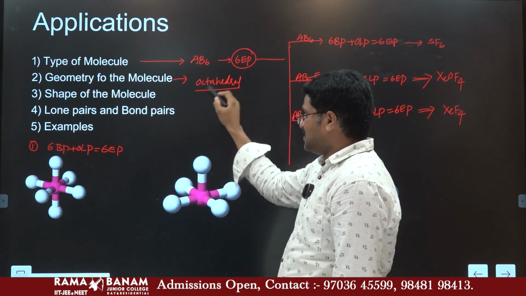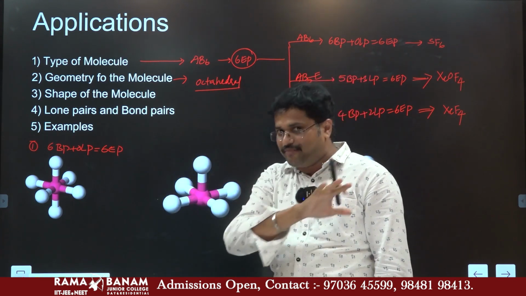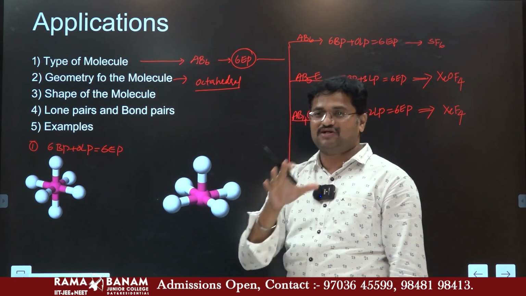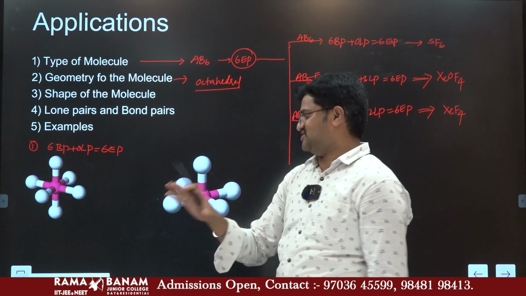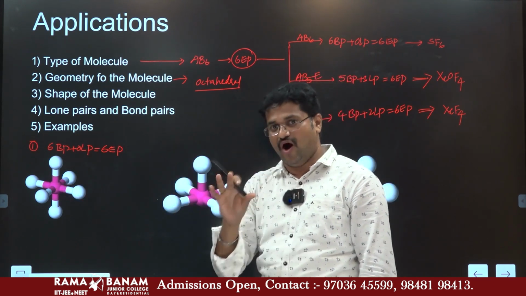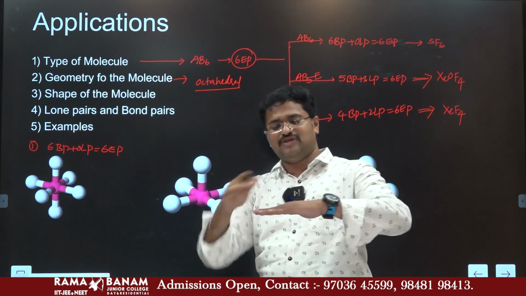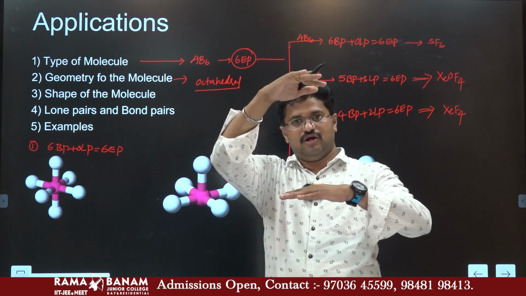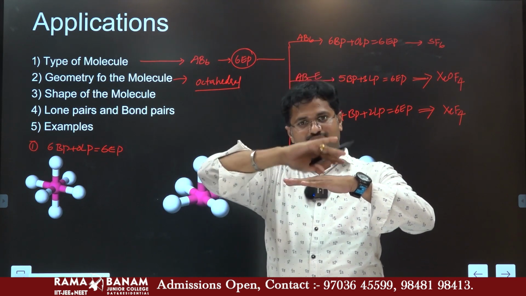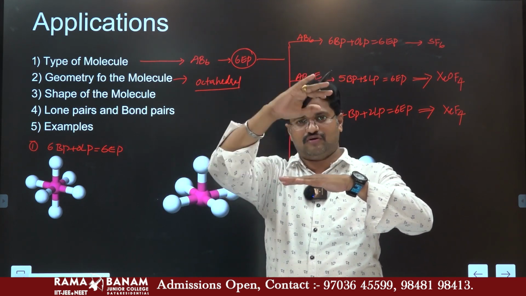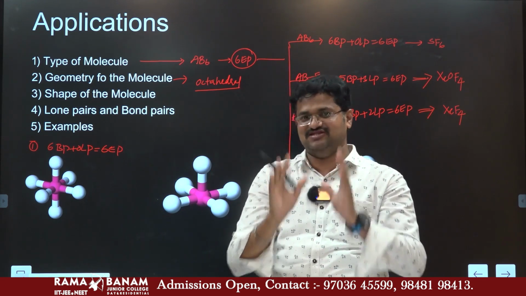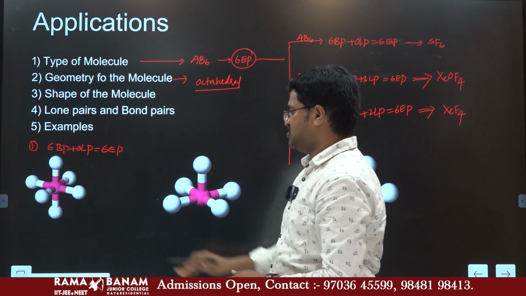Here the geometry depends not on bonds but on faces. Oct means 8 faces. In octahedral, 8 faces, but 6 bonds. Above the plane 4 faces, and below the plane 4 faces, totally 8 faces. That's why this geometry is called octahedral geometry.